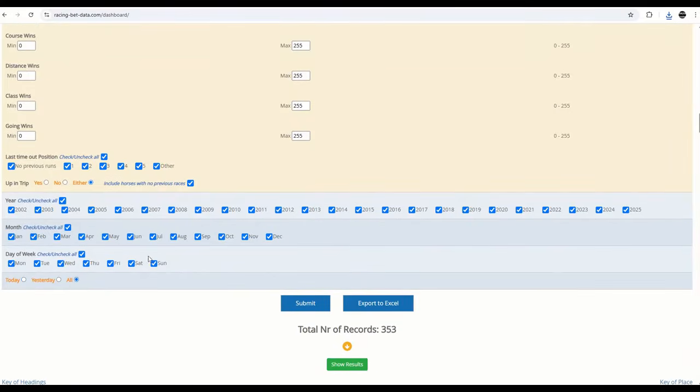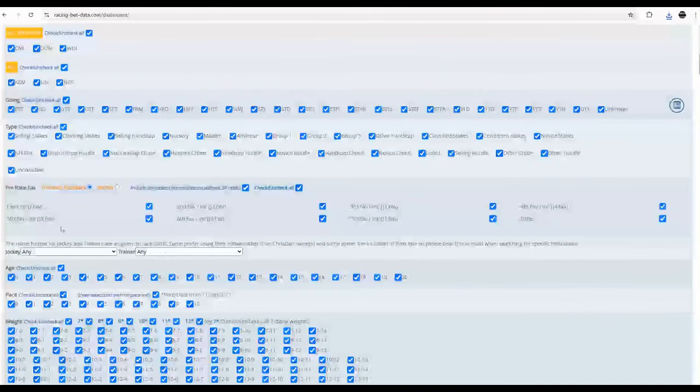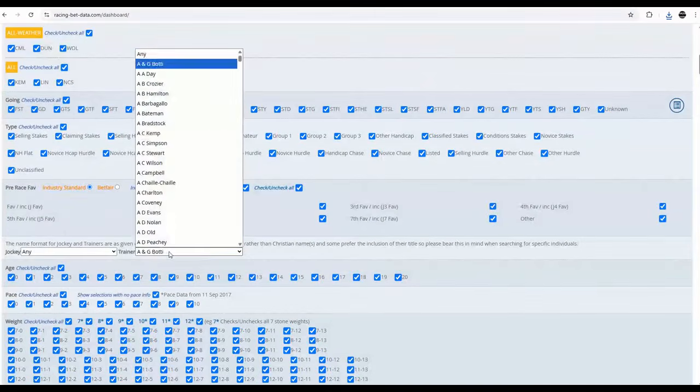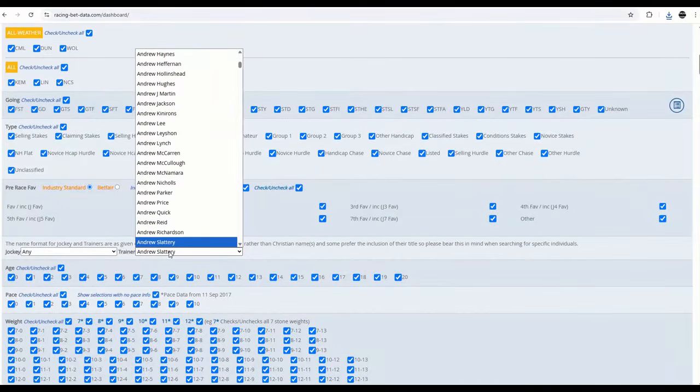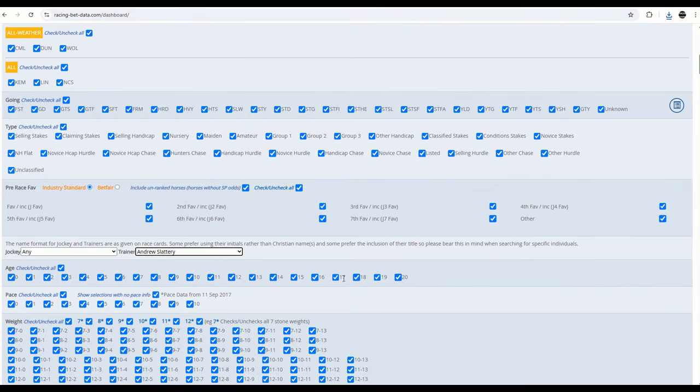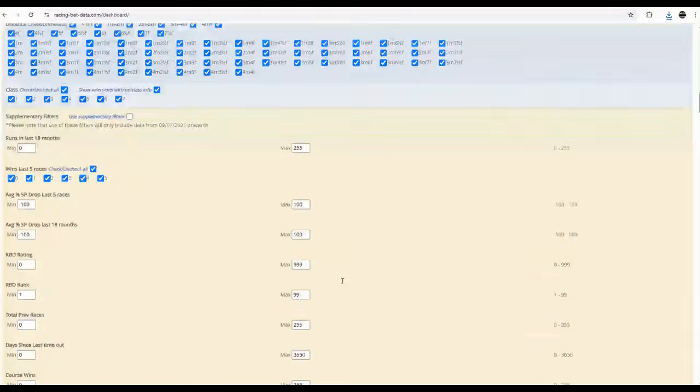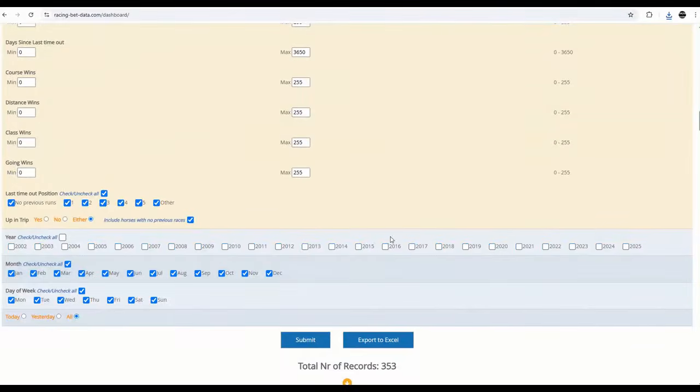So if I put this back to all, so I'm going to go to trainer up here and type in Andrew Slattery. I'll bring up Andrew Slattery. The only other filter I'm going to apply at this stage, I'll probably just want to look at the last sort of 10 years or so. So I'm only going to filter from 2015 onwards.